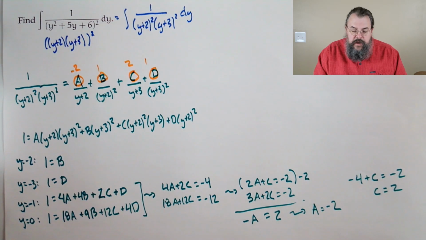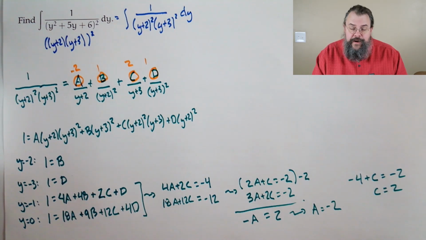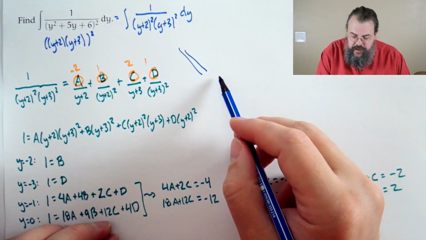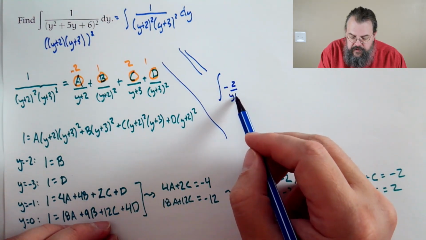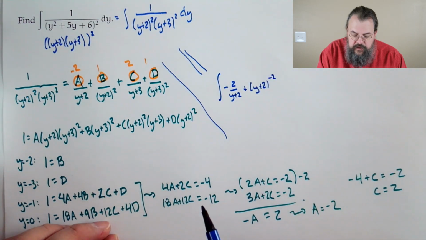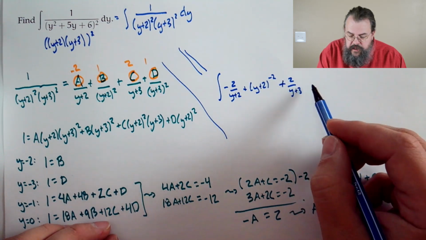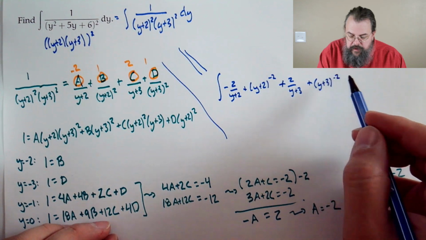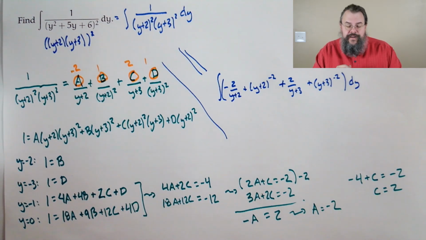All right. So from here, we come back to our integral. We say, hey, we now have a better way to write our integral. See, we're going to pull it apart. So this is going to become the integral of, well, minus 2 over y plus 2 plus 1 over y plus 2 squared. I can write that as y plus 2 to the minus 2, and then plus 2 over y plus 3, and plus y plus 3 to the minus 2. And the reason we're putting things to the minus 2 power is it's setting us up for success by using the product rule, the power rule.